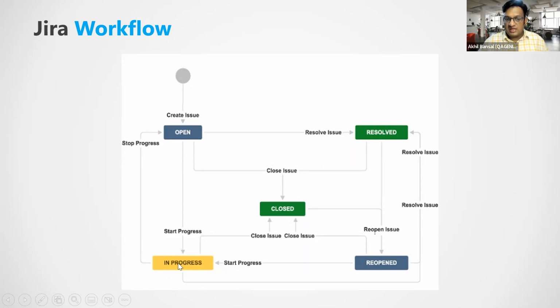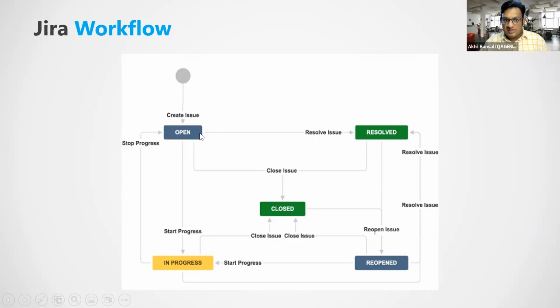Okay, in progress, it can also go back to open because the developer doesn't want to make any progress right now. They can say, okay, let's keep this in open. We will pick up this defect in a month's time, in 2 months' time. We don't want to make any progress here. So in that case they can put it back in the open state.